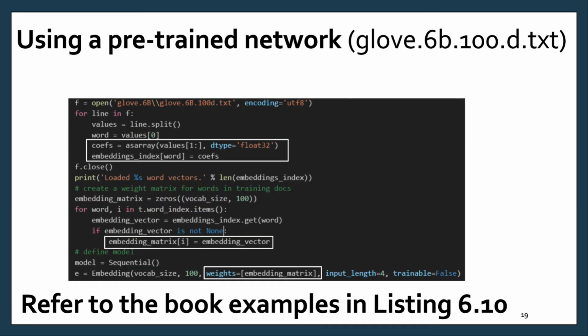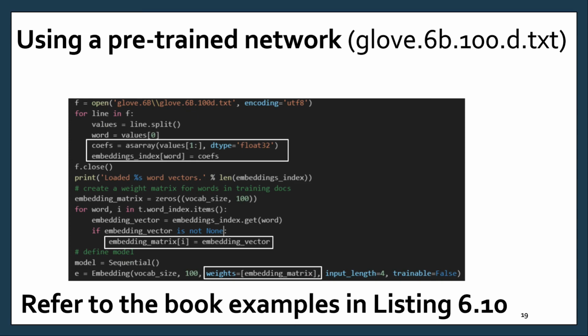So, using a pre-trained network, let's say we open up the text that we want to read and specify that it has the encoding UTF-8. We parse per line and try to get the coefficients, and store those coefficients as an index for each word in the dictionary, or the data structure that was used for the words. And then we can print out the loaded word vectors and the length of the embeddings index.